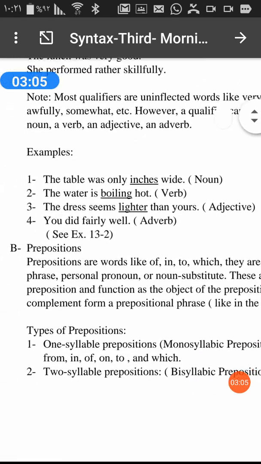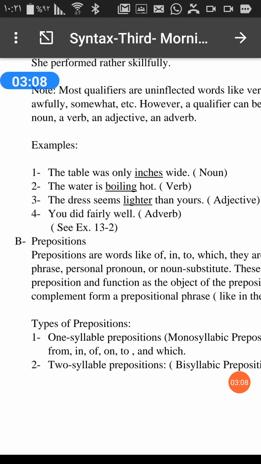For example, the table was only inches wide. Wide is an adjective, واسع, wide, opposite of ضيق. Inches here in example number 1 is a noun, the plural of inch. So here, which is underlined of course, inch functions as a qualifier because it comes before wide. The second example, the water is boiling hot. Boiling is a verb because it ends with ing. But here, because it comes before the adjective hot, it functions as a qualifier.